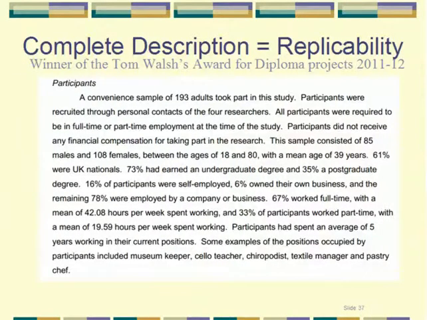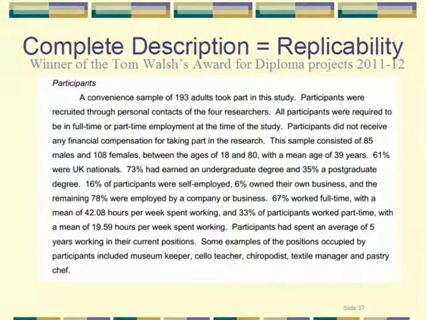Now, the participant section of a Year 1 project report was very brief. Your reports require more completeness. Here we have a good example participant section by the winner of a Tom Walsh Award for Diploma Projects 2011 and 12. So a convenient sample of 193 adults took part in the study. Participants were recruited through personal contacts of the 4 researchers.